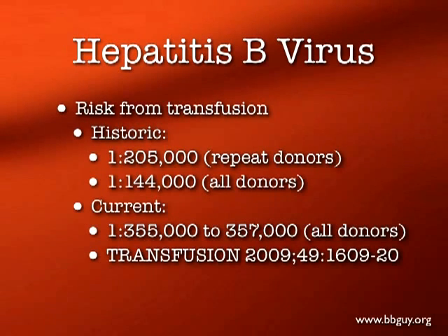Now, in terms of the risk from transfusion, historically we used to say that when you consider all blood donors, there was a risk of about 1 in 144,000 transfusions of a recipient receiving hepatitis B. That's not great, to be honest. It's better for repeat donors, the 1 in 205,000 number. Currently, though, a study published in Transfusion in 2009 showed that the risks were actually better than we had thought before. About 1 in 355,000 is the risk, and again, that's considering all donors. So again, we've gotten better, but when we talk about some of the numbers for HIV and hepatitis C, for example, you're going to see that we're not nearly as good as we are with those viruses.